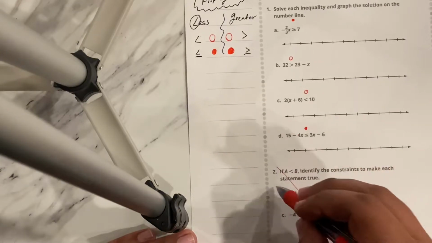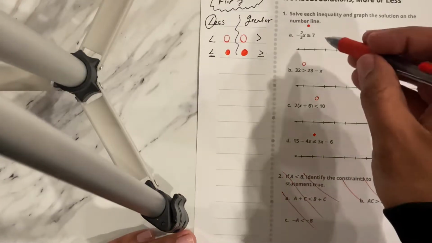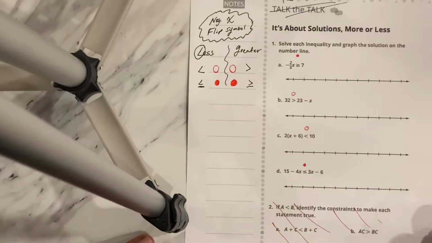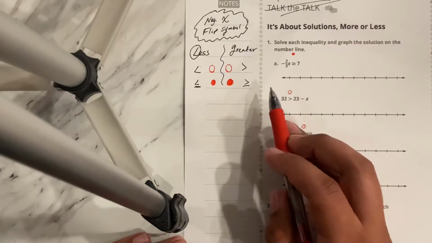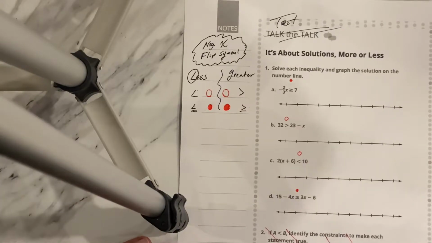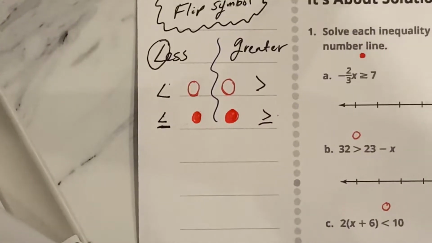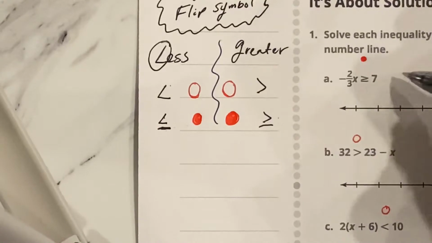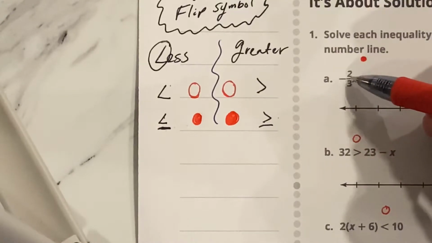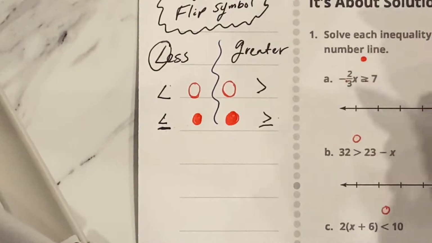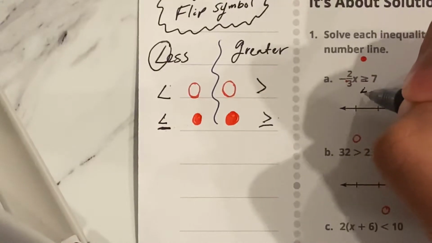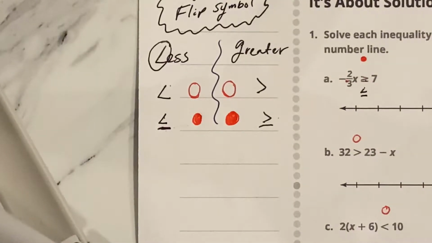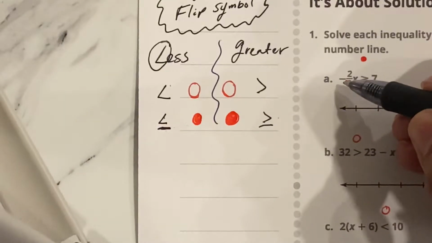Real quick, we're not doing number 2. Focusing on A, B, C, D. And now let's solve. Okay. First things first, I want to analyze. If there's a negative x, I automatically flip my symbol. Right away, we already have everything ready to go. I see a negative symbol. That inequality sign changes to less than or equal to, automatically because of that negative x.